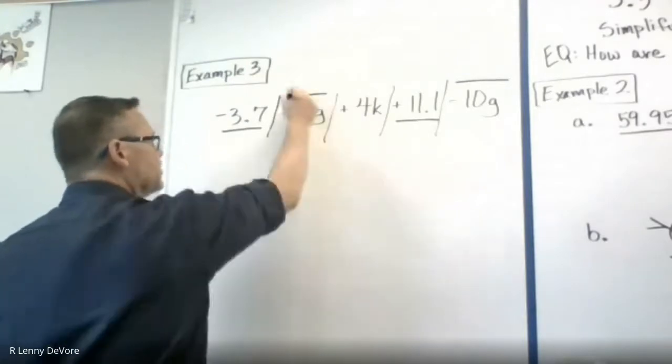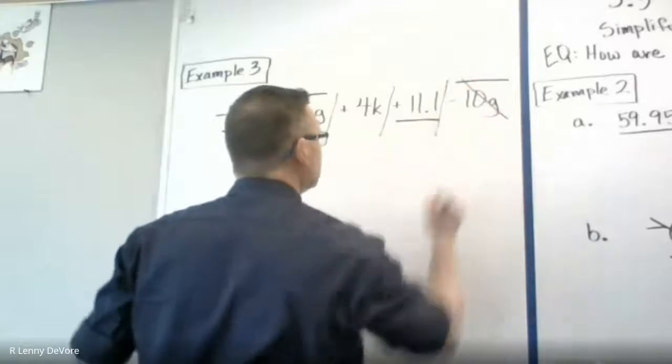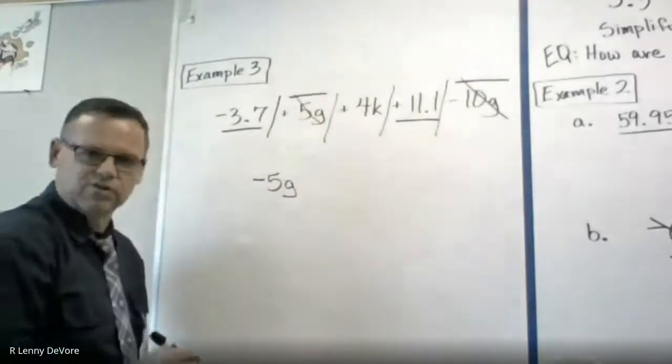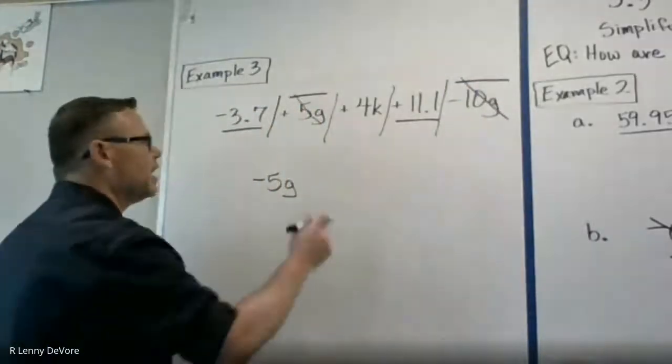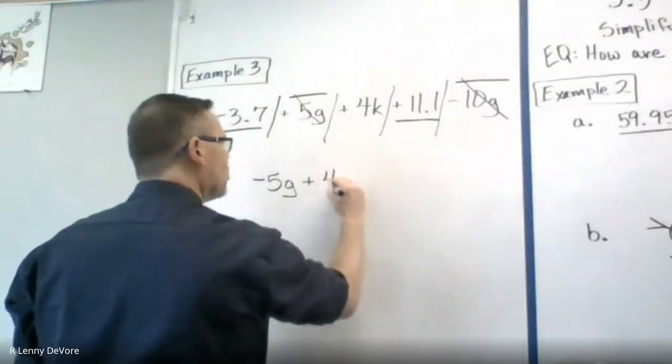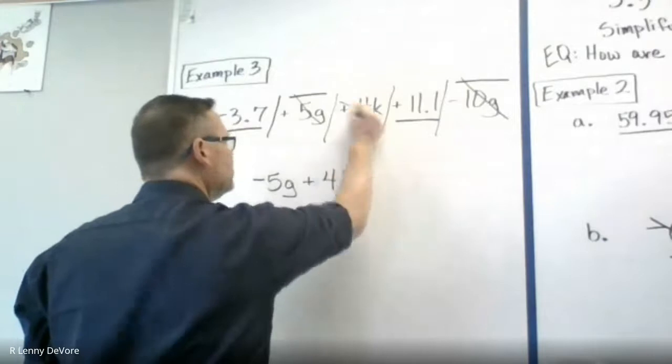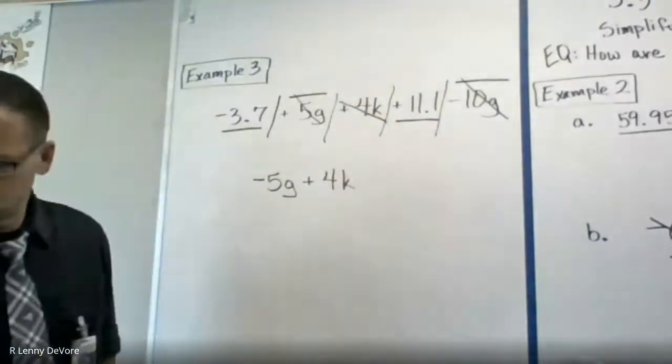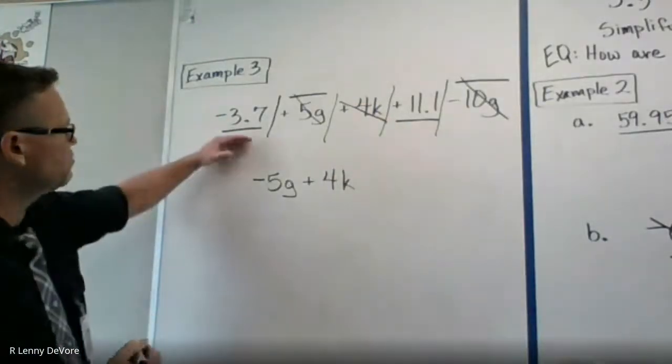Okay, so that one and that one are done, just to make sure I get everything for good measure. Then I'm going to put that plus 4K. That one's done. Okay, now the last thing to do is to combine these two.